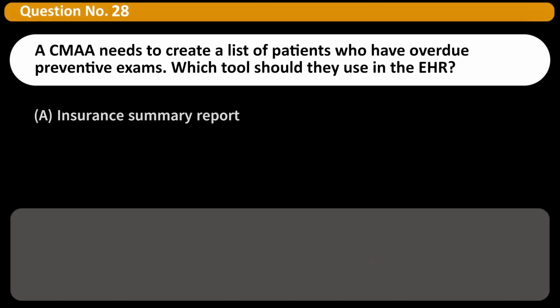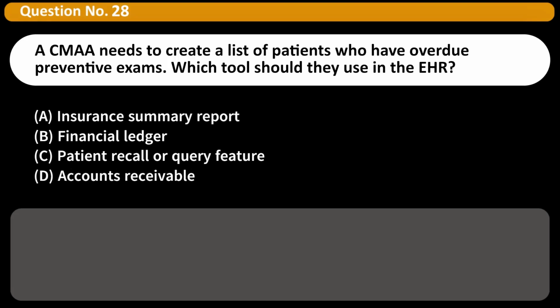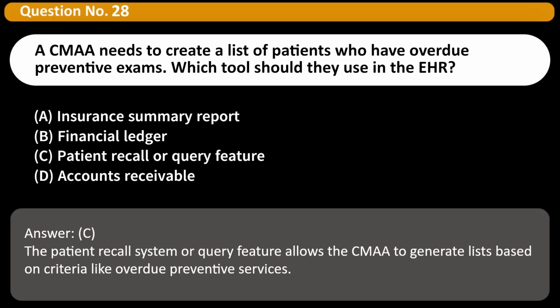A CMAA needs to create a list of patients who have overdue preventive exams. Which tool should they use in the EHR? A. Insurance Summary Report. B. Financial Ledger. C. Patient Recall or Query Feature. D. Accounts Receivable. Answer: C. The Patient Recall System or Query Feature allows the CMAA to generate lists based on criteria like overdue preventive services.